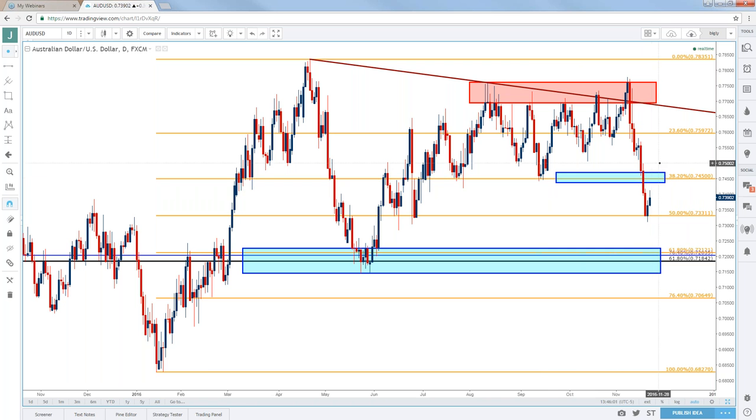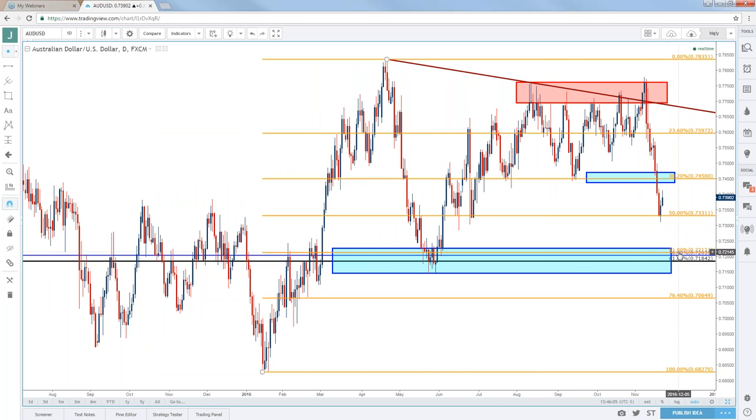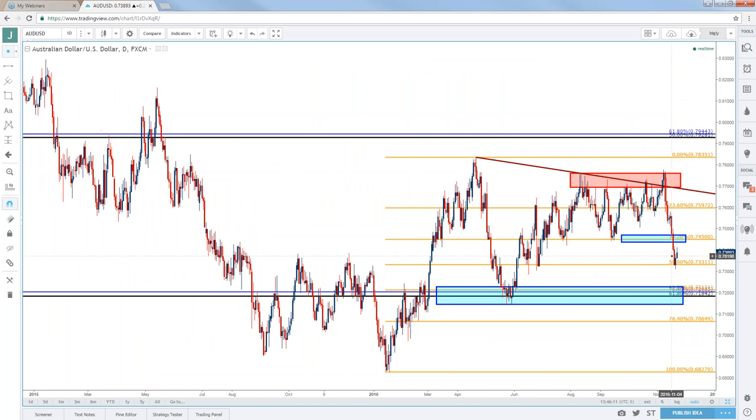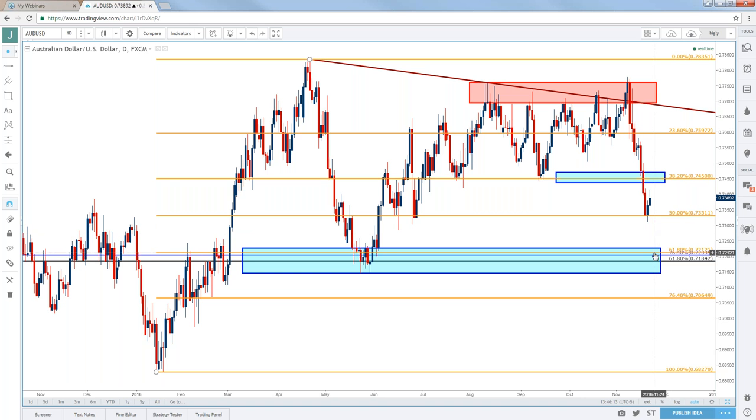I want resistance here and then the stop go above 75, and then I could look for the continuation move lower with a long-term target here at 72. 72 is a big batch of support on Aussie. But that's what I'd want to be targeting on short side approaches. And this is another long dollar candidate.